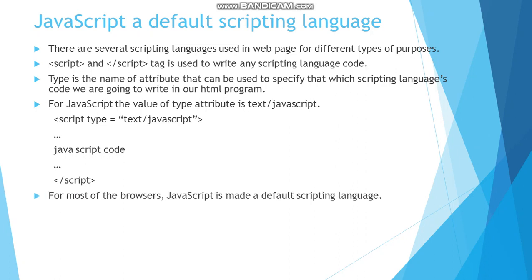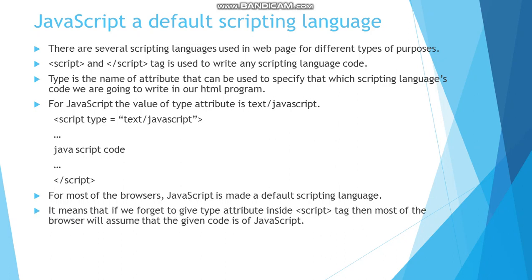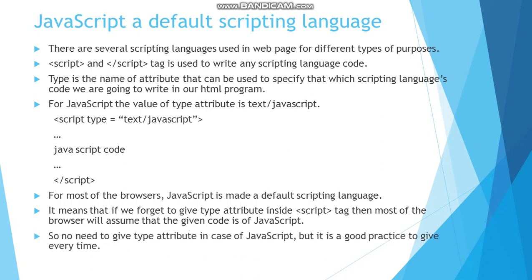But remember, for most of the browsers nowadays, JavaScript is made the default scripting language. It means that if we forget to give the type attribute inside the script tag, then most browsers will assume that the given code is JavaScript code. So for JavaScript it doesn't matter if you don't give the type attribute. No need to give the type attribute in case of JavaScript, but it is a good practice to give it every time.